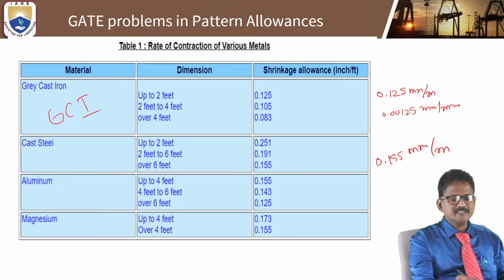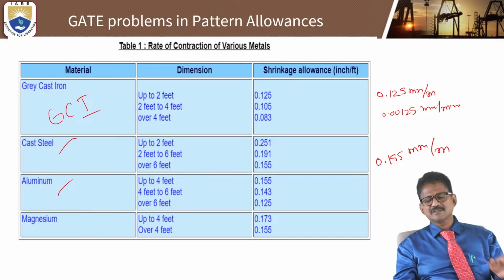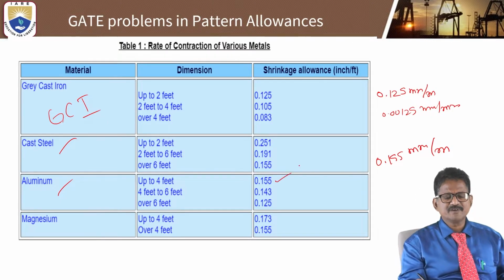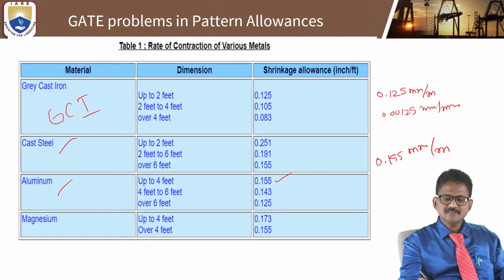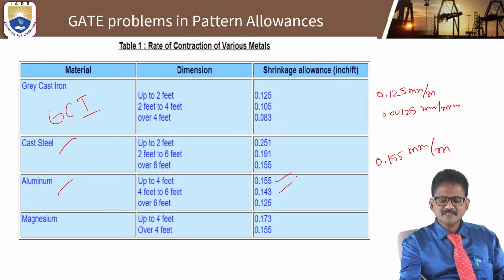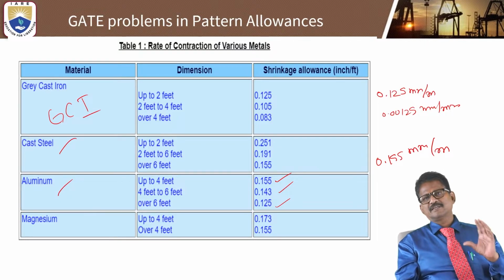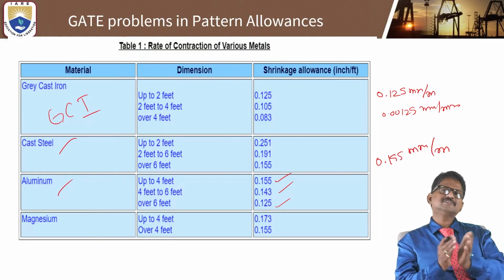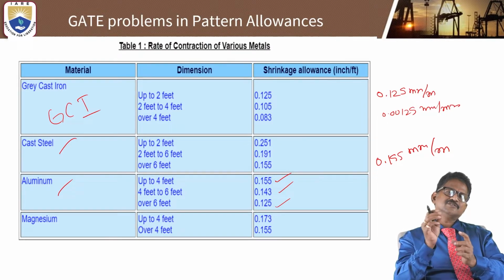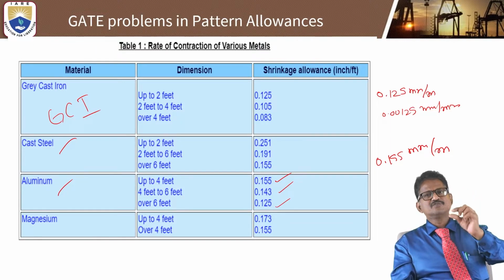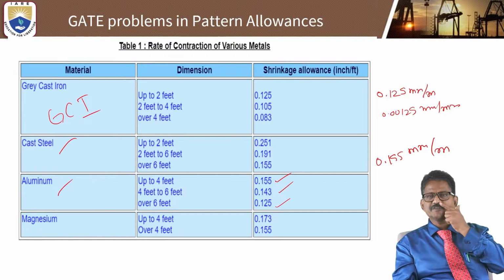Similarly, if we take aluminum, up to 4 feet we can provide 0.155. For 4 to 6 feet, 0.143, and if it is over 6 feet, 0.125. So just observe that it can vary. Shrinkage always varies from material to material and with the dimension, for example 2 mm, 4 mm, or more than 4 mm. That size is also very important.